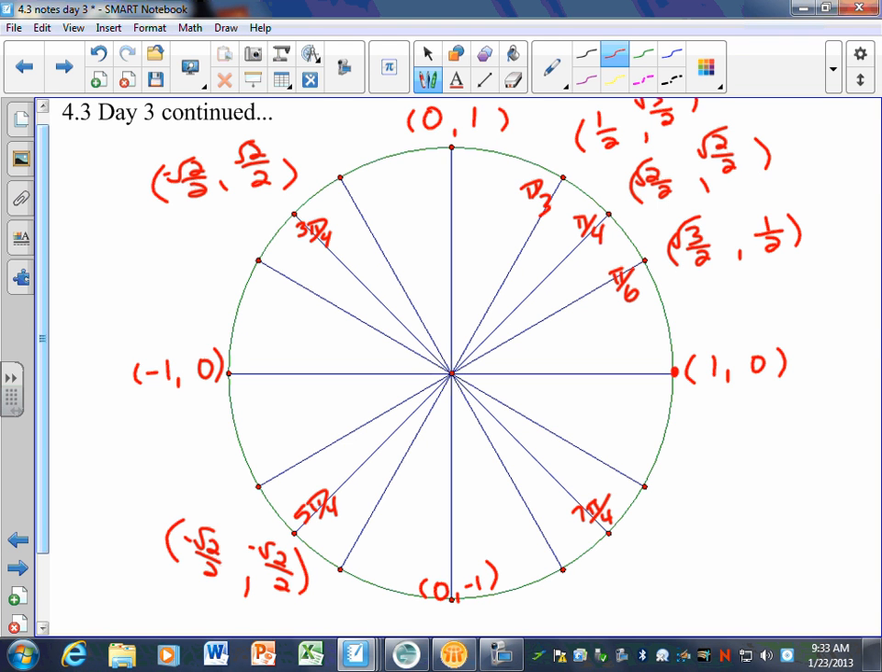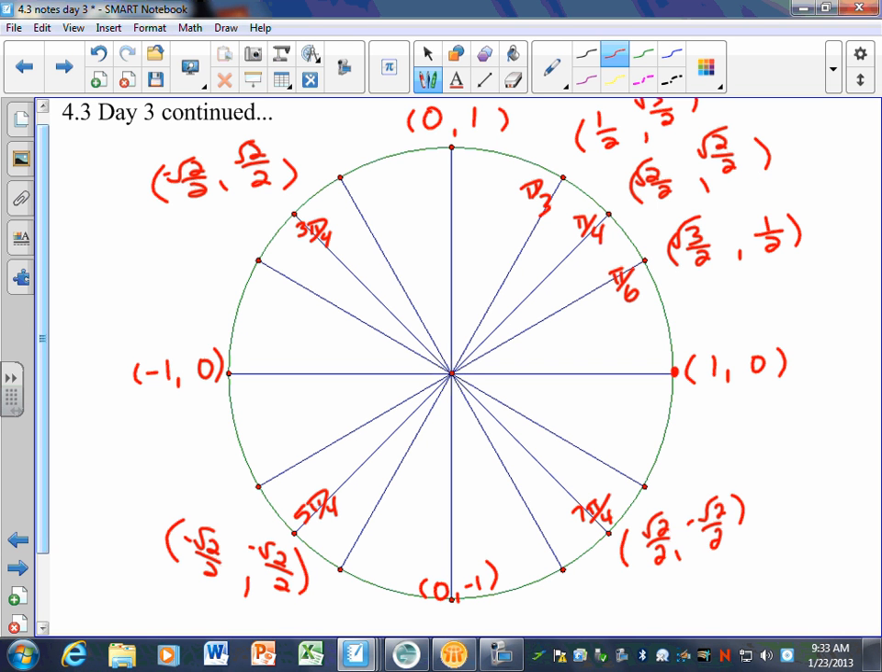And 7 pi over 4, still the same ordered pair, but which one's negative in quadrant 4? The y. So it's positive square root of 2 over 2, negative square root of 2 over 2. So that's why I say there's a little trick for the first quadrant, and then you can just go from there. You can do the same thing with all these other angles.